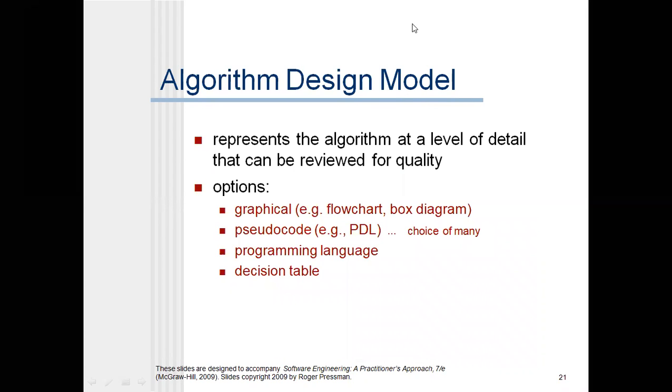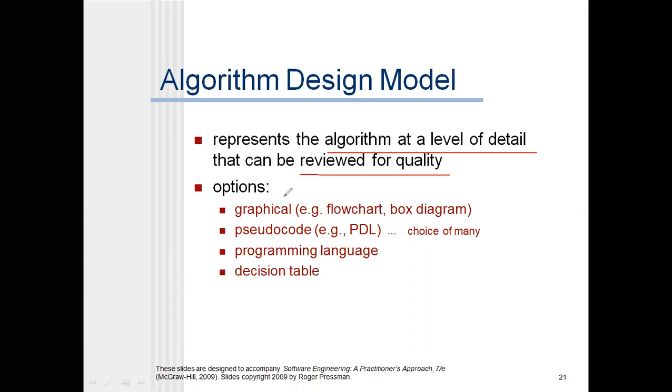Next, algorithm design model. In the algorithm design model, represent the algorithm at a level of detail that can be reviewed for quality. Already we have seen in refinement, the algorithm refinement level. There we have seen level by level or step by step algorithm representation, isn't it? Here also you need to represent the algorithm at a level of detail that can be reviewed for quality.